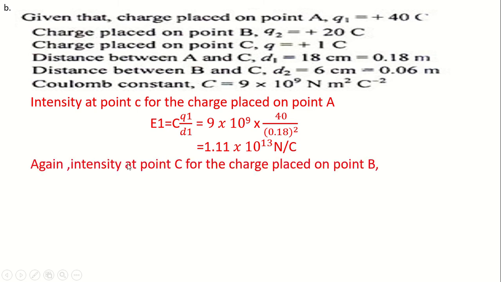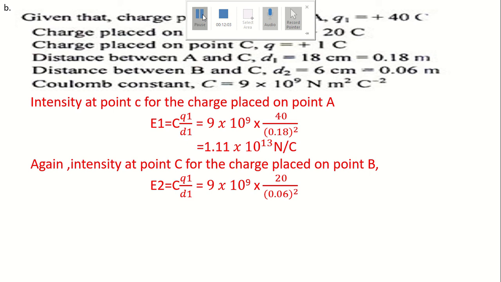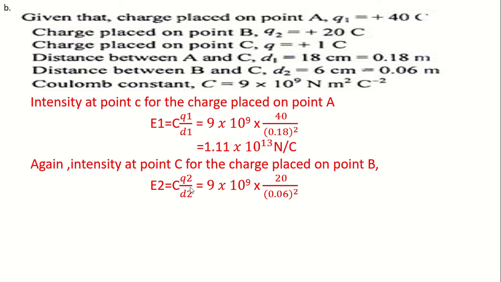Now we will find out the intensity at point C for the charge at point B. Very easy. E2 equals C into Q2 by D2 square. 9 into 10 to the power 9, that is Coulomb's constant, the value of C, into 20 by 0.06 meter square, and it comes 5 into 10 to the power 13 Newton per coulomb.